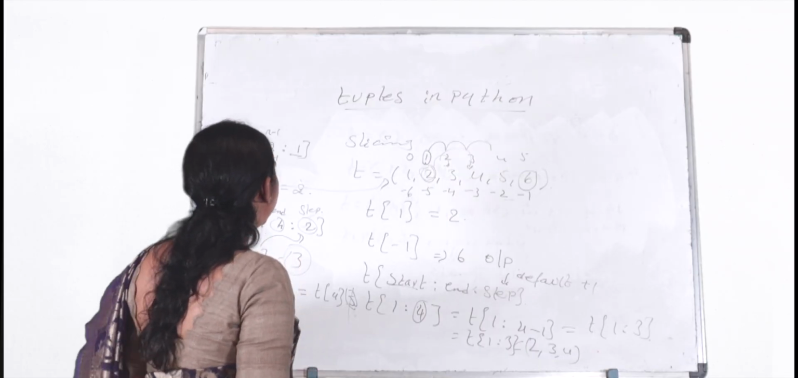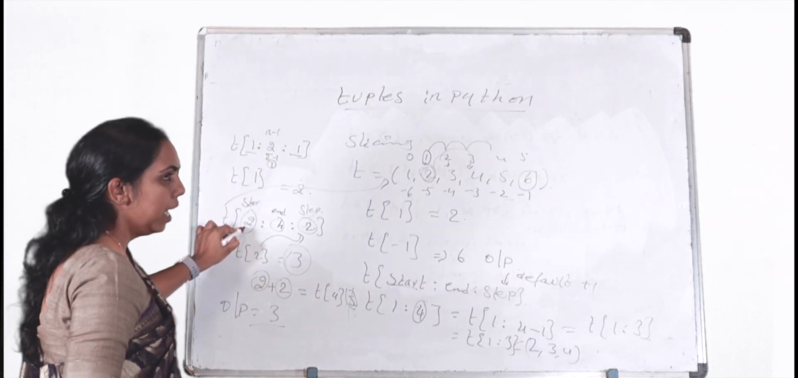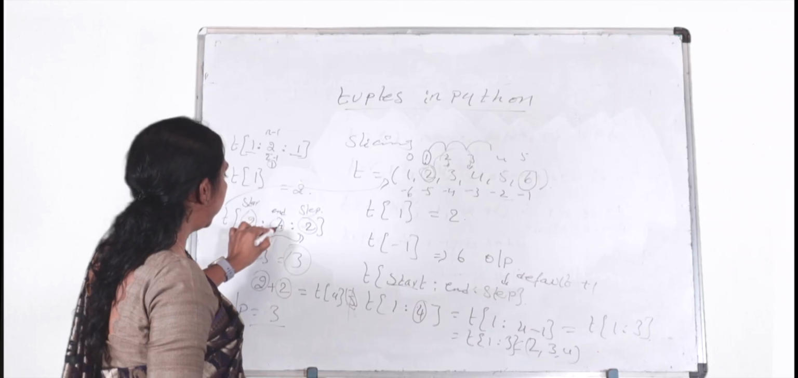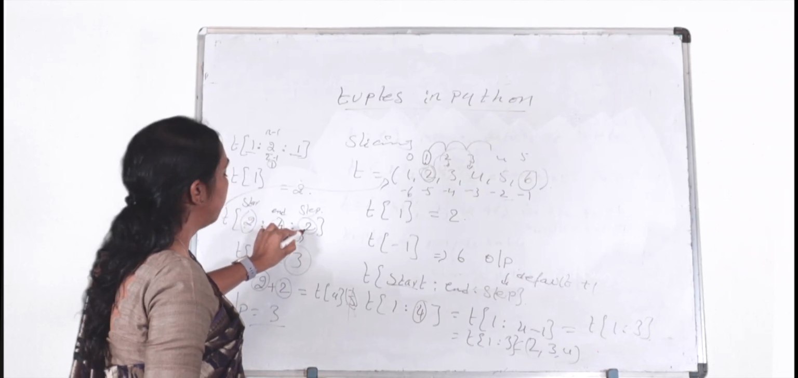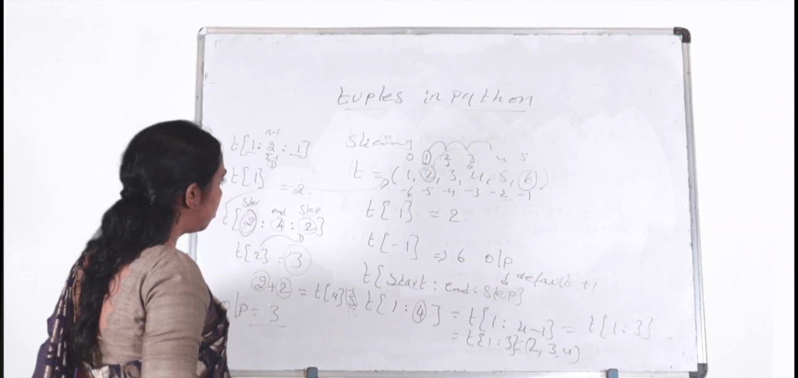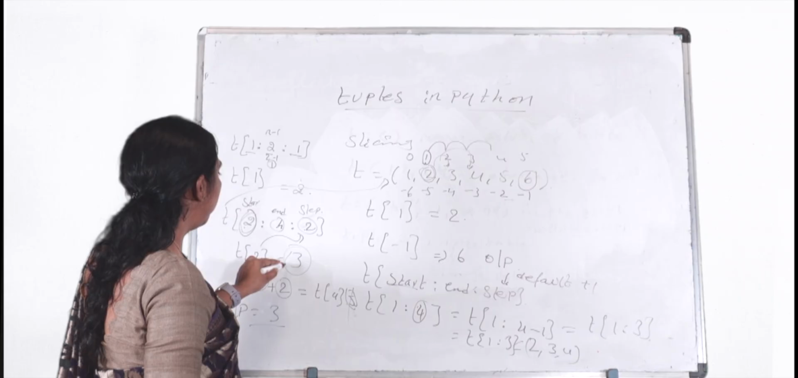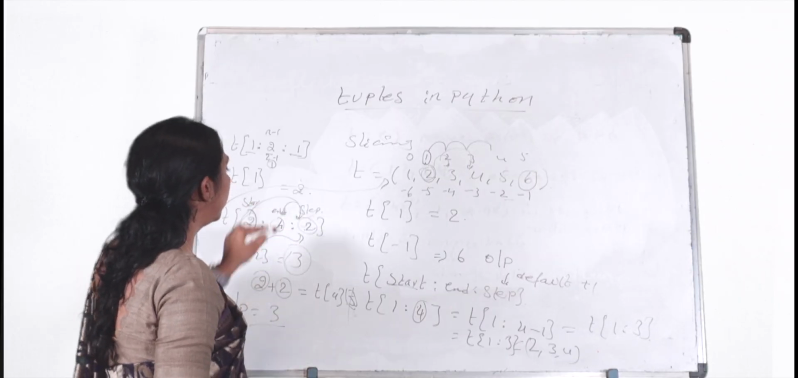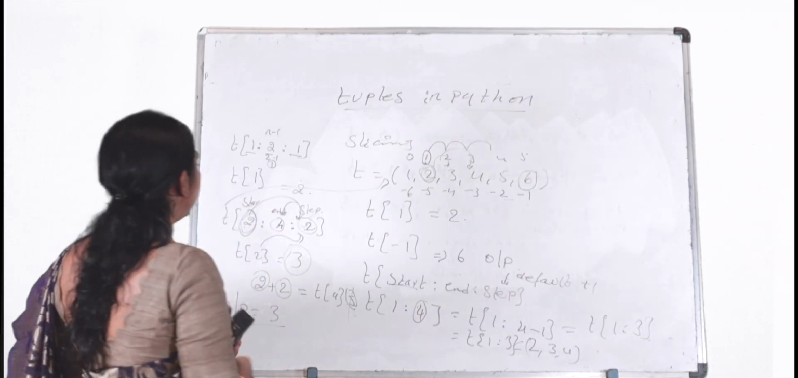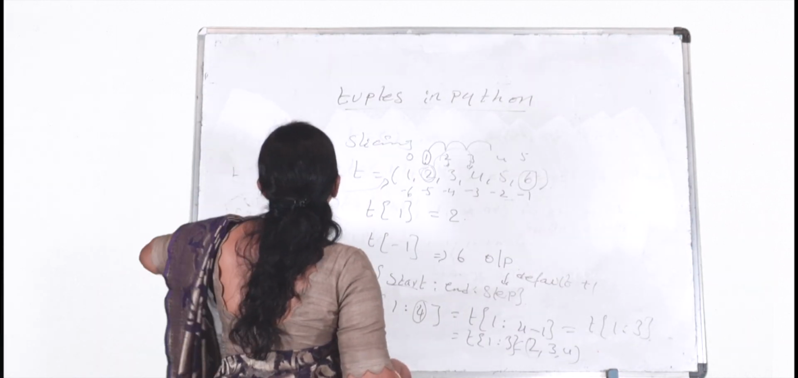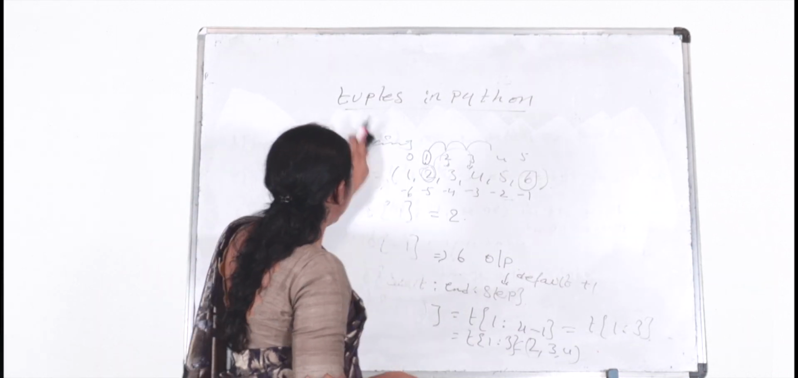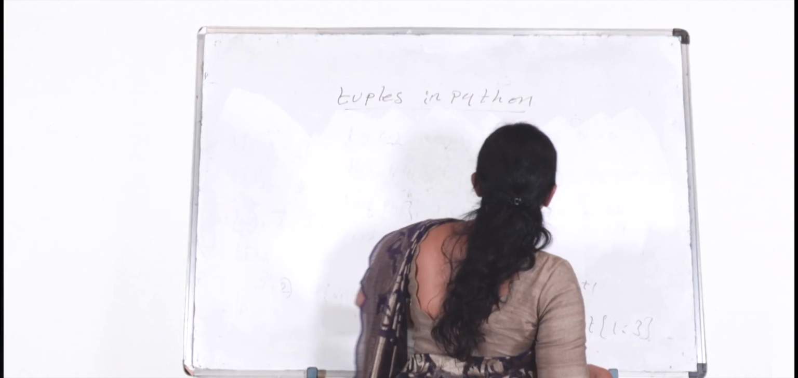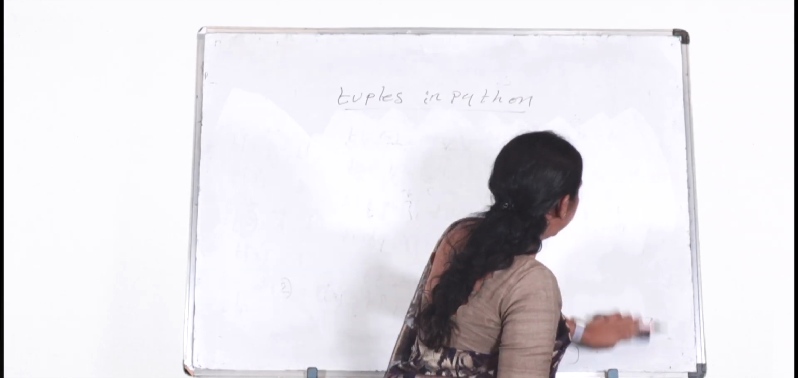We'll get only 3 because the start is 2, the end is 4, and the step is 2. So it gives us the value at index position 2, and then it increments to 4, which is out of the range, so we can't print it. We will see one more example of how it works with a step.